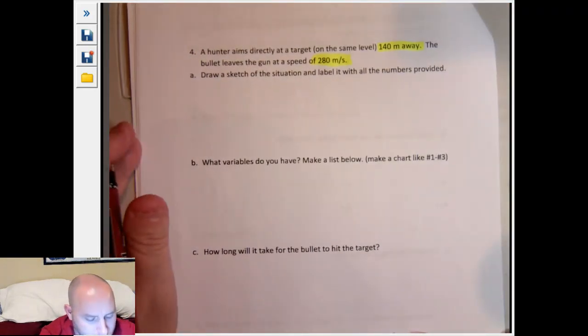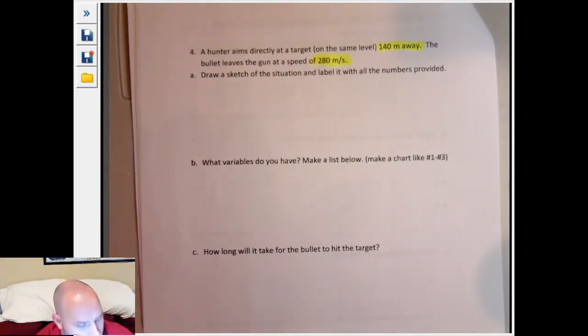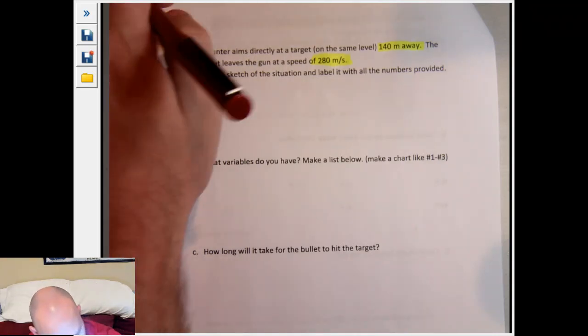What variables do you have? Make a chart like 1 through 3. So notice, like I was saying before, every problem they're going to give you less and less. They're pretty much going to not spoon feed you each one until they just straight up give you the question, and that's it. So let's do our variables.